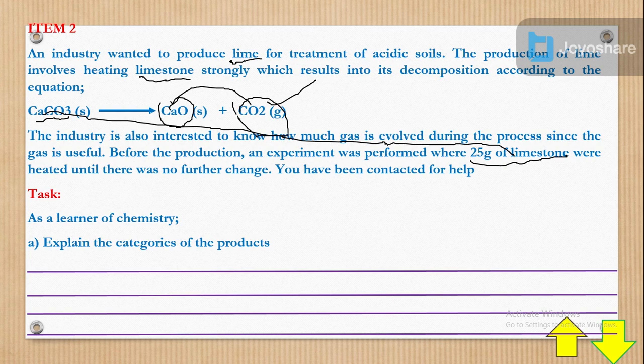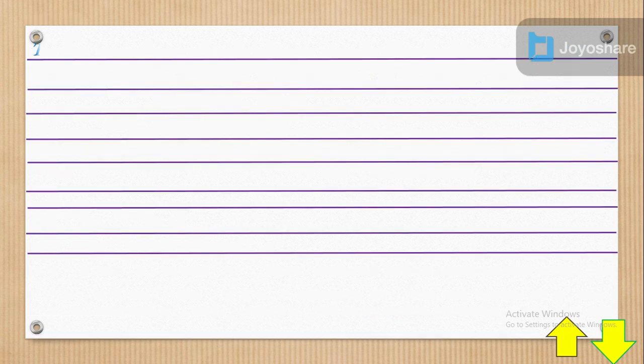Please take note, this one is produced, so these are the products. The ones I'm circling there are the products. So what are the products, or rather, what are the categories of the products? Okay, let's go there and categorize. Let's see. Start off.